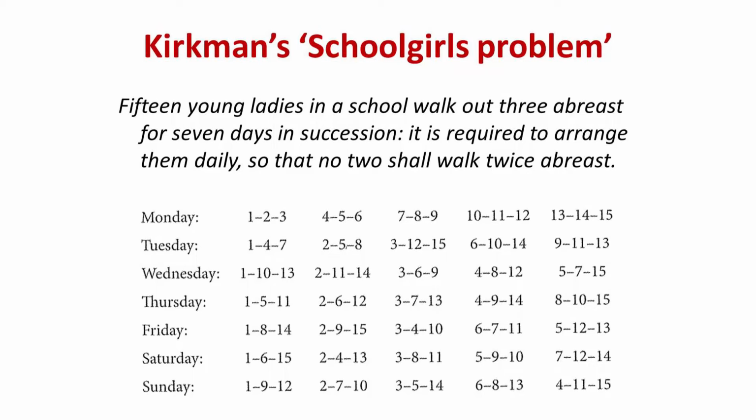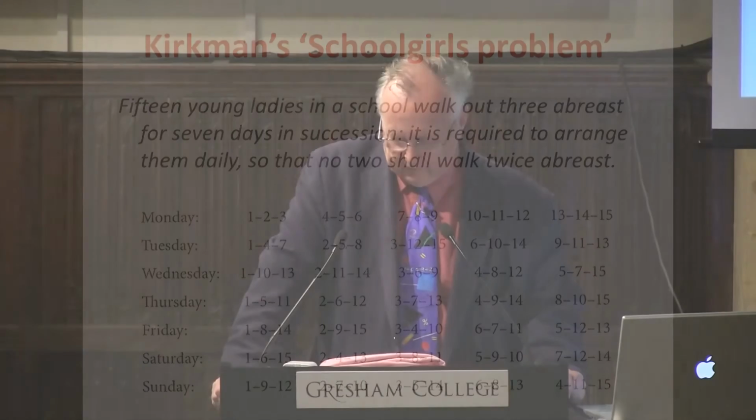Anyway, you can see a solution here. It was presented the following year. For example, on Monday, young ladies 1, 2, and 3 walk together, so do 4, 5, 6, 7, 8, 9, and so on. And then you can see the arrangement for Tuesday, Wednesday, Thursday, Friday, Saturday, and Sunday. And the point is that if you select any 2 of the schoolgirls, say 6 and 11, or anyone that you choose, they appear together just once. 6 and 11, for example, appear together on Friday. But that works for any pair that you choose.